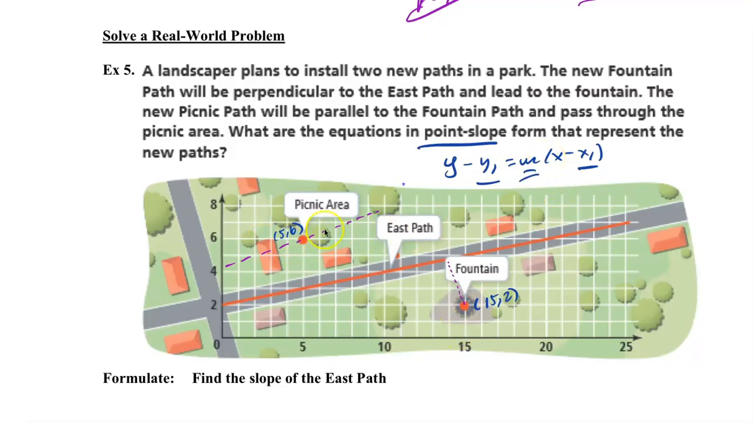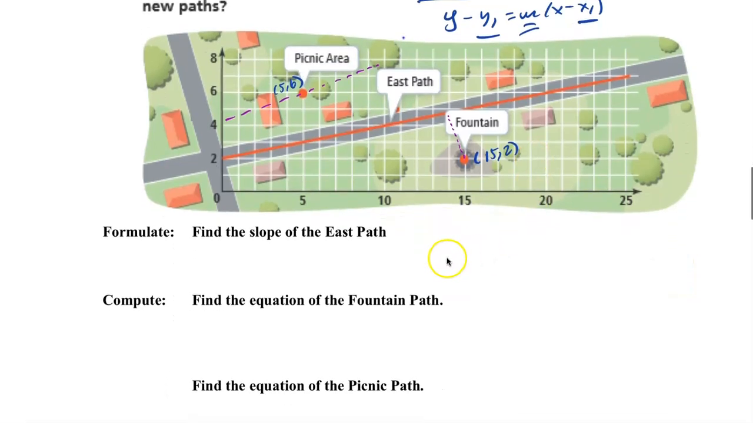So I don't have a slope for this guy or this guy, but I should be able to find the slope of the east path, because they gave us a line. So first, let's find the slope of the east path. And remember, rule number 1, if you're trying to find the slope, we need 2 points. If you want to find the slope of a line, you need at least 2 points. Remember, how does that work when you just have a line? You're looking for things that cross nicely.